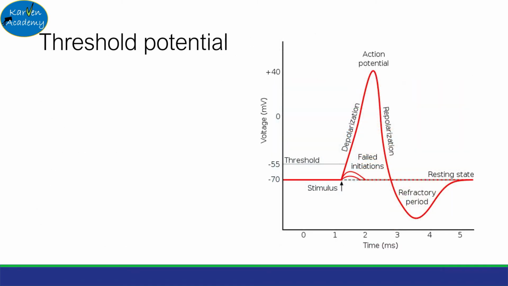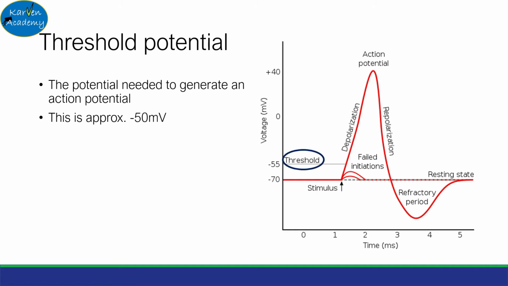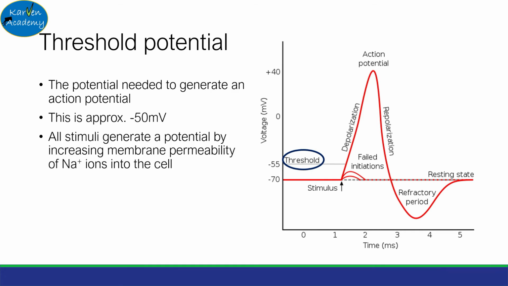So let's answer the question of how the action potential is generated. Well, you have to reach the threshold potential first. This is the level needed to generate an action potential, and for our cells, this is approximately minus 50 millivolts. A point to note is that all stimuli can generate a potential, that is, increase the voltage by increasing the membrane permeability to sodium ions, so that they can enter the cell. This makes the membrane potential less negative, that is, from minus 70 to minus 50, as sodium ions are positive.